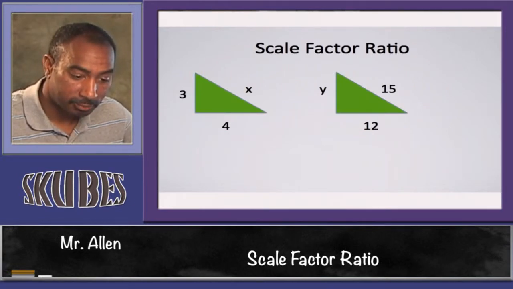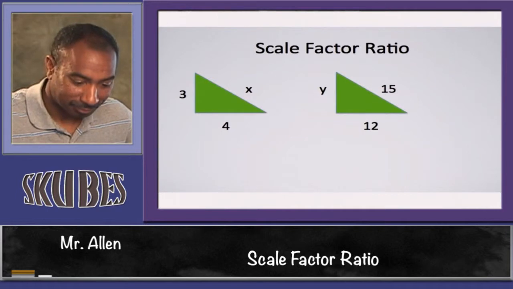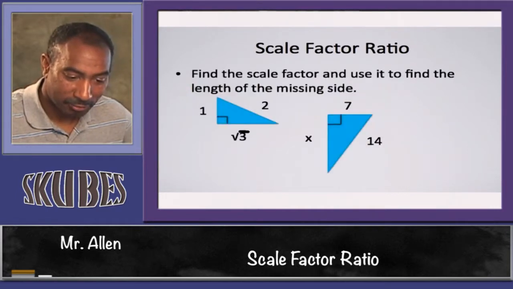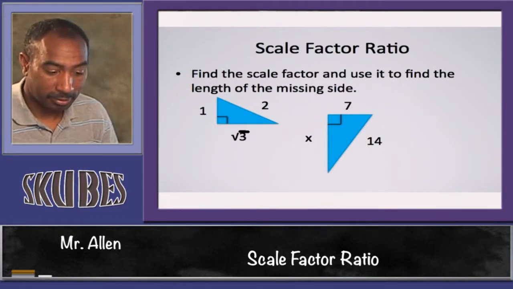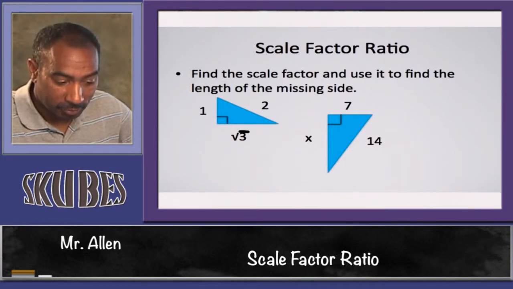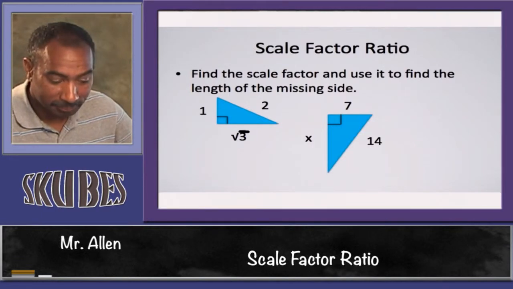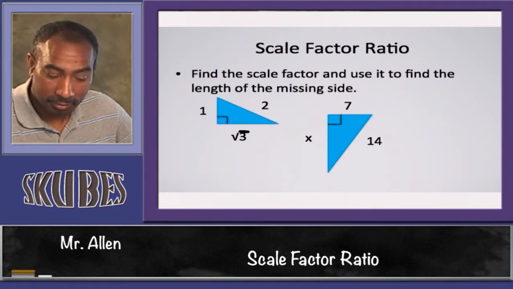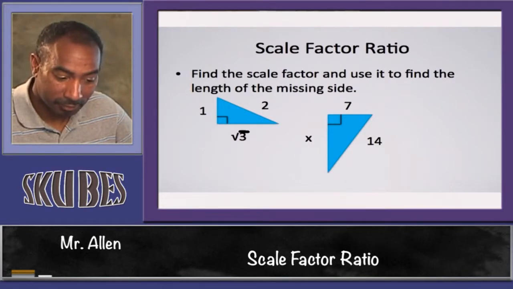All right, find the scale factor and use it to find the length of the missing side. So we're going to do the same thing on this. So notice I have the right angle, and notice this is rotated in a different way. So it's important to make sure the sides match. I have a short leg here. You want to match that with the short leg over here. I have a long leg. You want to make sure it corresponds to the long leg.